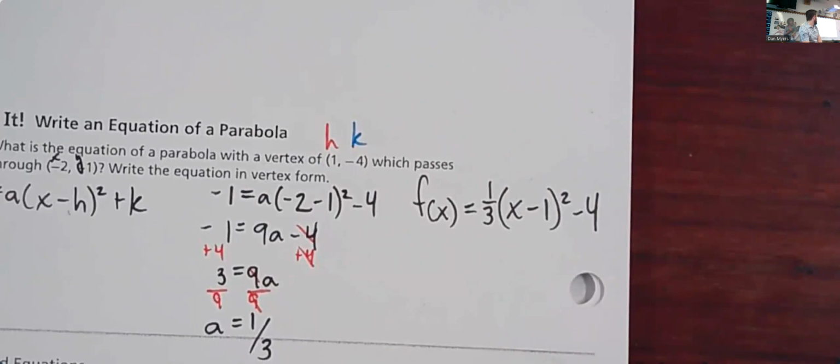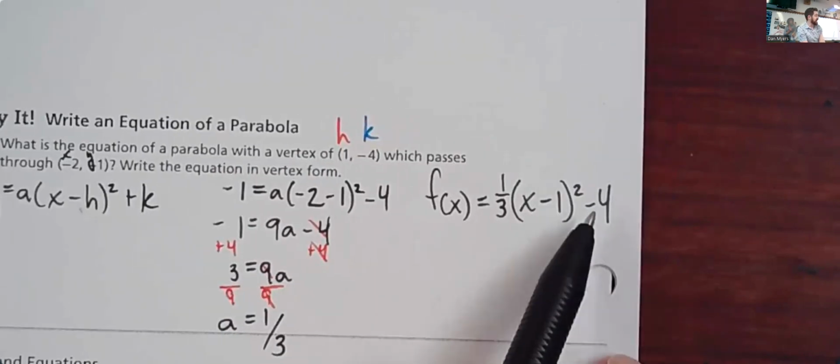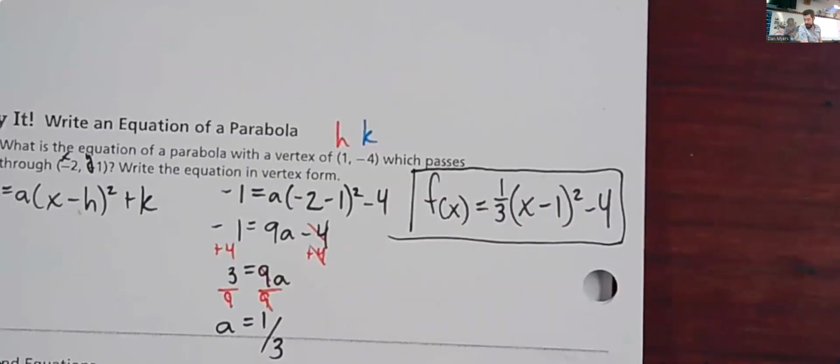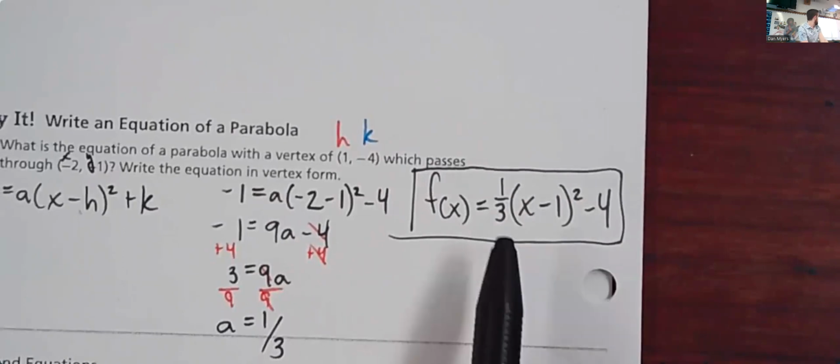So when you write your final answer, don't use the number for x, don't use the number for y. The only reason we used the numbers for x and y was to figure out what a was. Once you have a, you're going to use a, h, and k in your answer. So our answer is here. That's the answer.